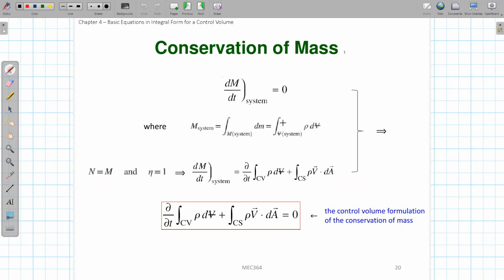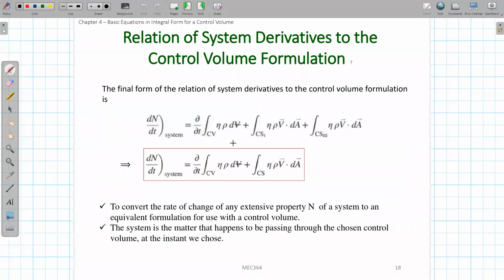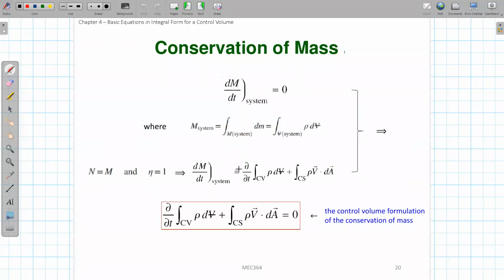If you take the derivative with respect to time on the system, you just replace N with M and eta with 1, and we immediately get this correlation here. On the left hand side is the derivative of big M on the system. On the right hand side will be the same derivative but under the control volume. You substitute this correlation back into the original conservation equation, and we get the final form, which is the formula of mass conservation in a control volume.